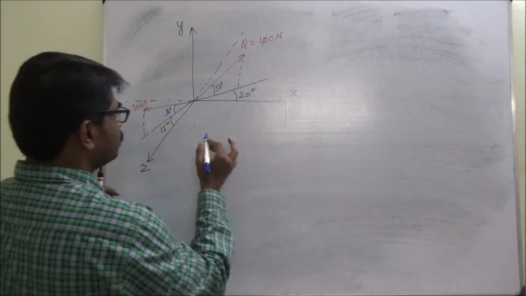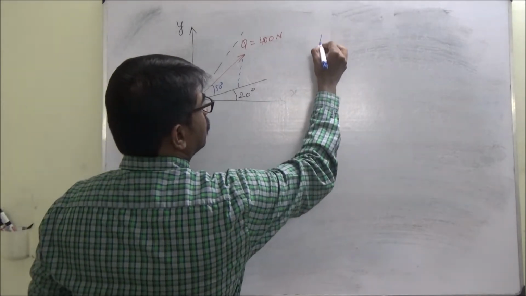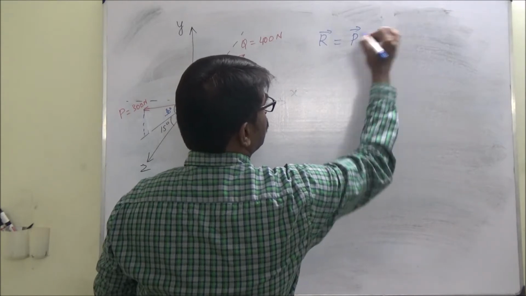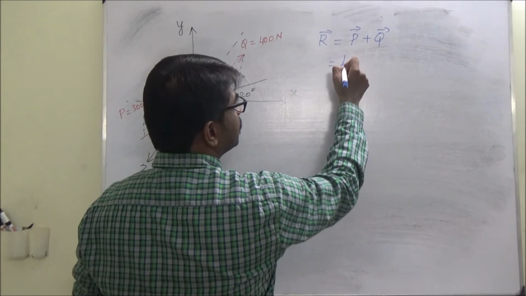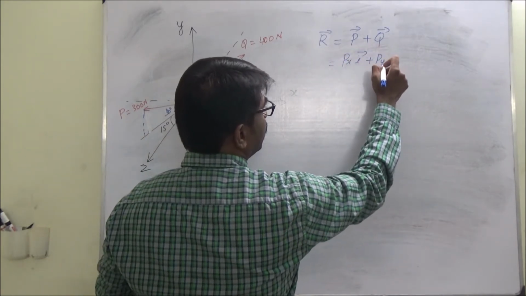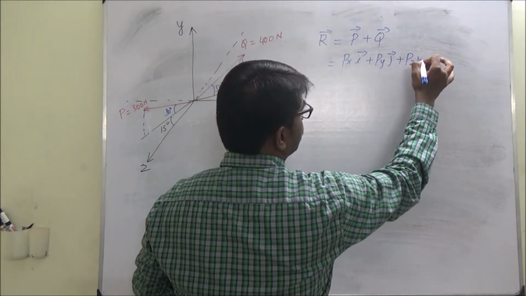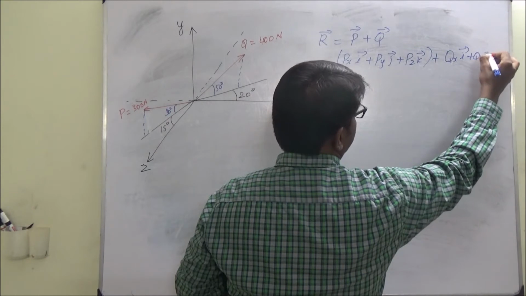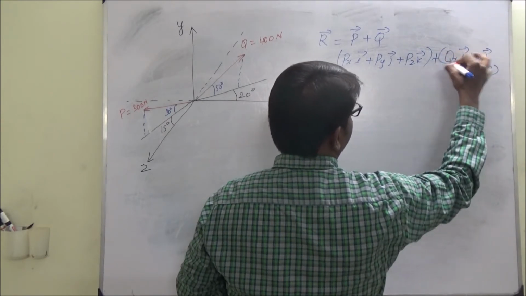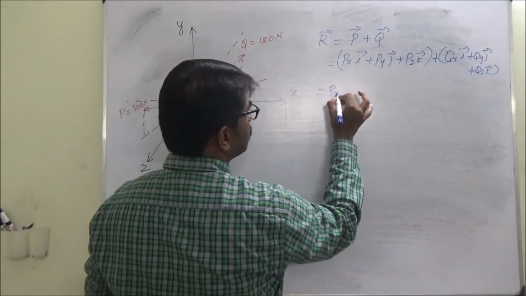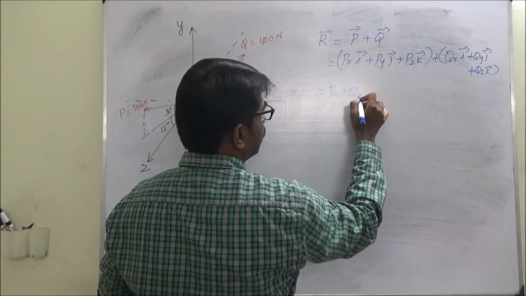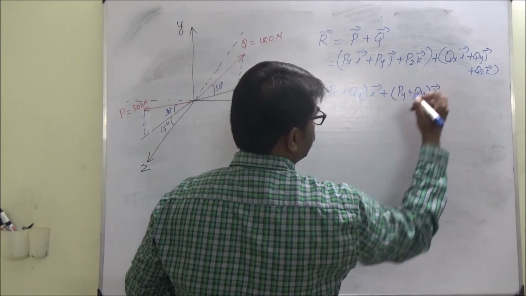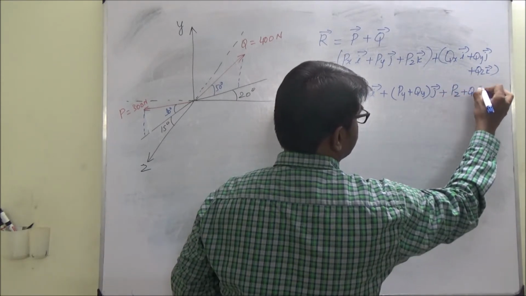So the magnitude: the R vector, the resultant vector, is the summation of P vector plus Q vector. The components can be written as Px i vector plus Py j vector plus Pz k vector plus Qx i vector plus Qy j vector plus Qz k vector. So the summation is Px plus Qx i vector plus Py plus Qy j vector plus Pz plus Qz k vector.